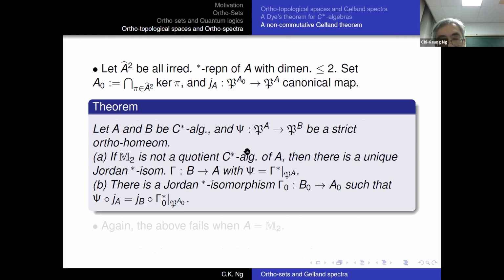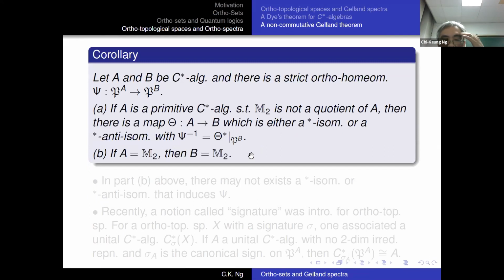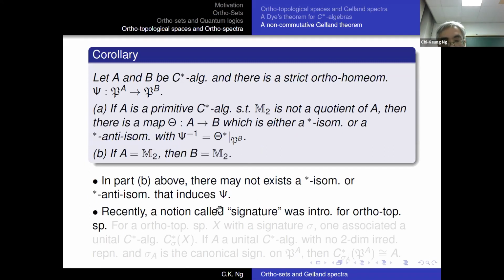A question is: if we only have the non-commutative Gelfand spectrum, we can remember the C*-algebra up to Jordan *-isomorphism. Can we get some extra structure on the Gelfand spectrum that will give you back the full C*-algebra structure? This is a very recent work that I want to announce. We can define a notion called a signature for a topological space. For a topological space, we can define an irreducible representation, which in the ordinary case is just evaluation at a point.